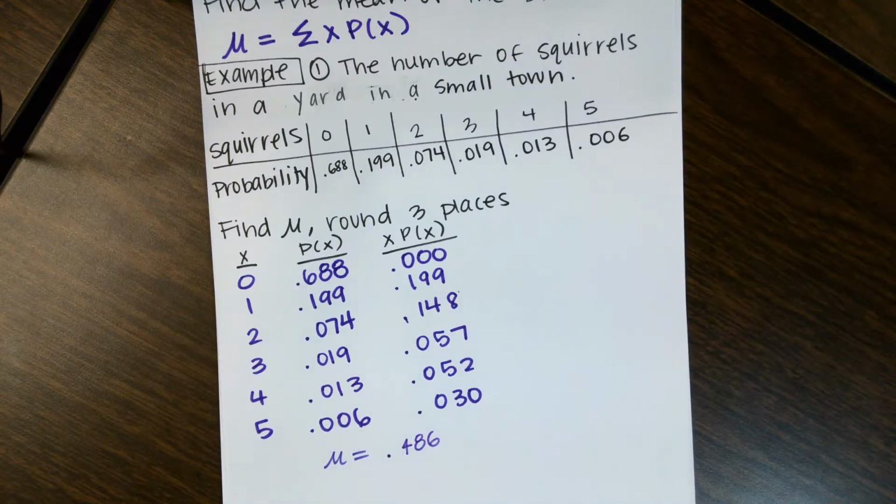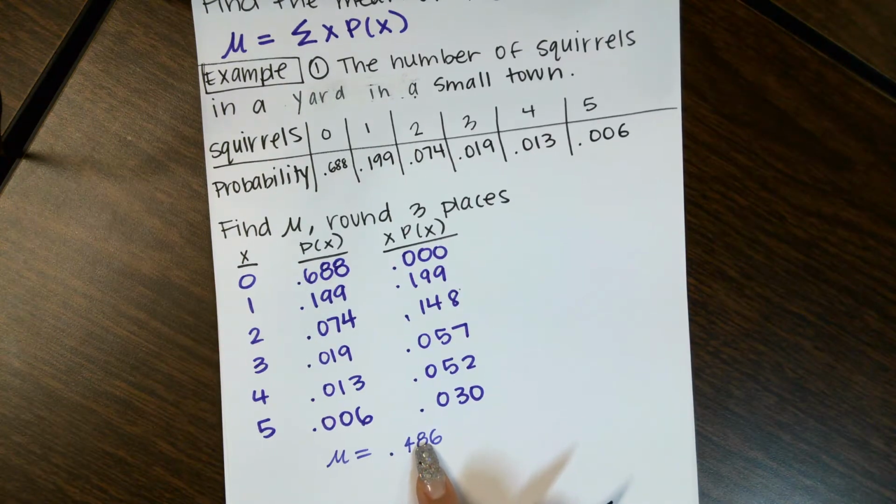You just add them all up: 0.000, 0.199 plus 0.148 plus 0.0. If you add them all up, you're going to get 0.486. Now on the homework, it's really annoying because we need this unrounded answer to move forward and do the variance and then do the standard deviation.